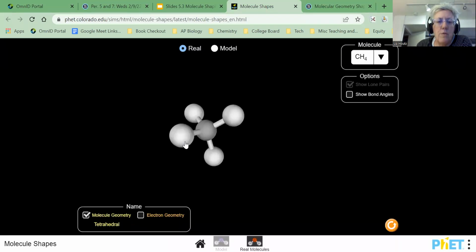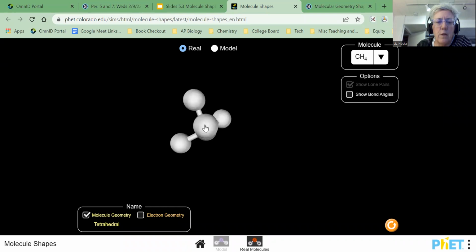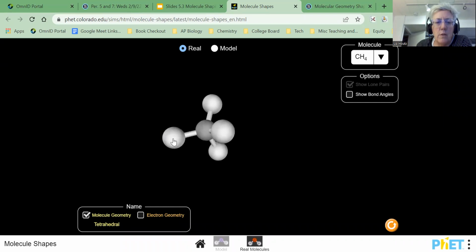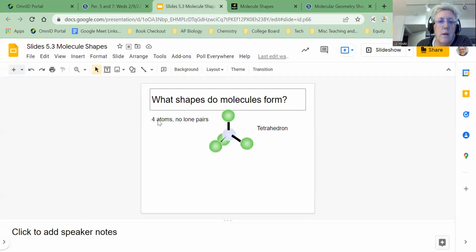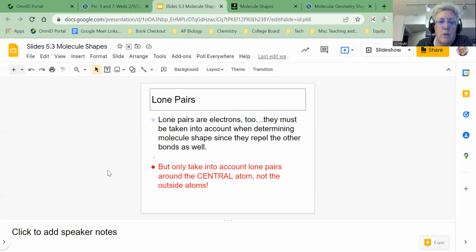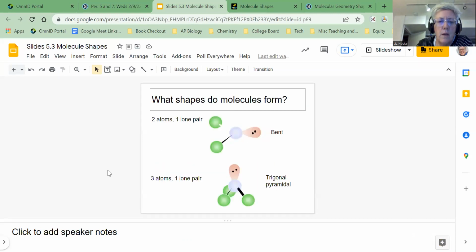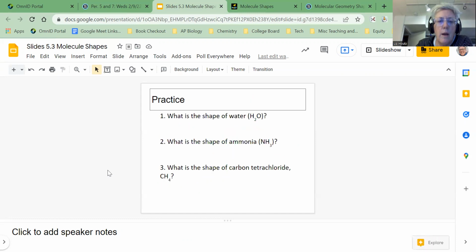Okay, so you can use this PhET to kind of figure this out. The link is on Schoology. But the thing to do is to just kind of go through these slides and try to figure out the shapes. And these are the ones that we just did. And hopefully that helped. And we will, of course, practice this some more.